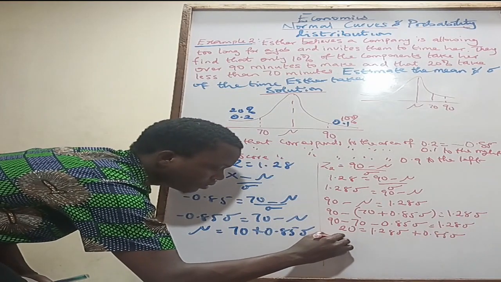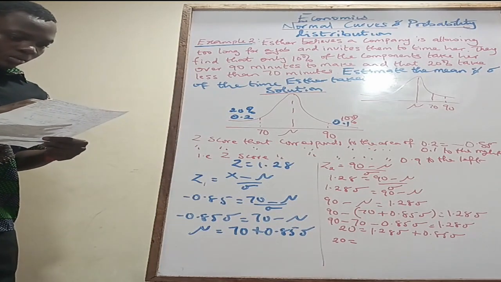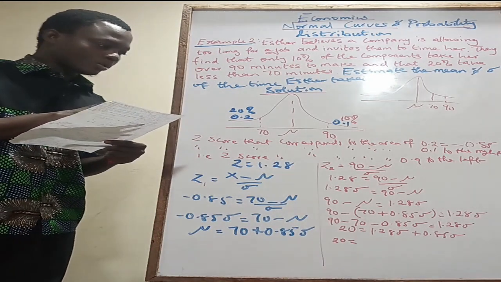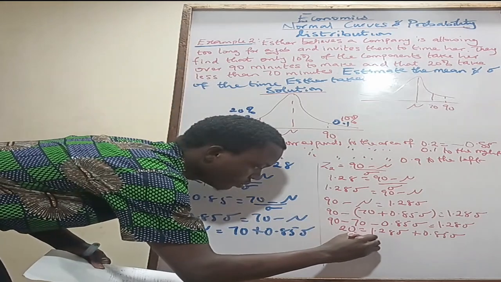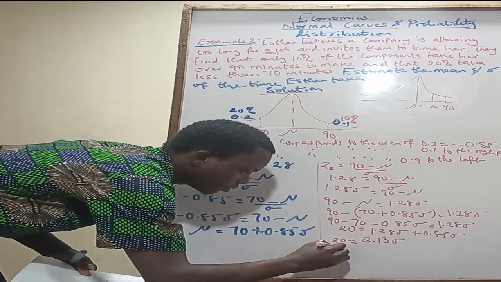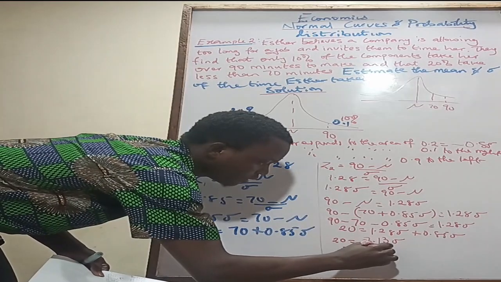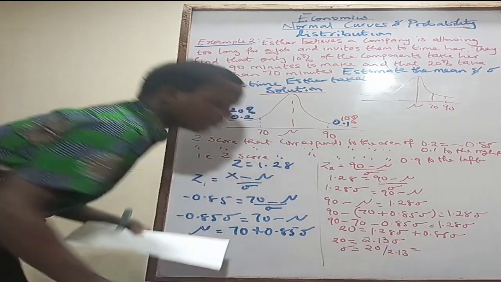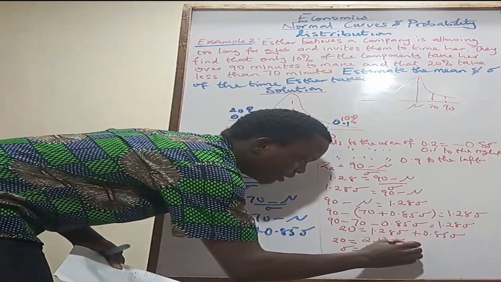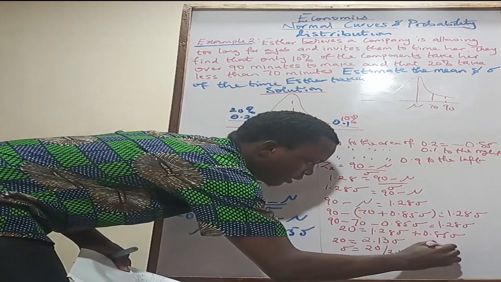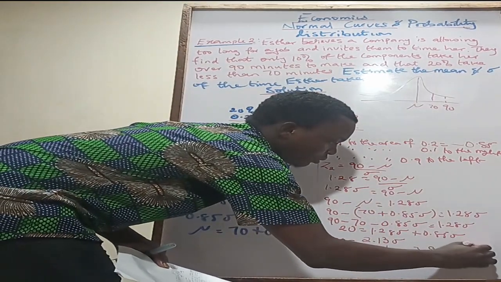So 20 equals 1.28 plus 0.85, so 2.13 this. So from here, our standard deviation will be 20 divided by 2.13, and then the standard deviation gives us 9.4, so approximately 9.4 minutes. Because the whole thing is in terms of minutes, don't forget 9.4 minutes.